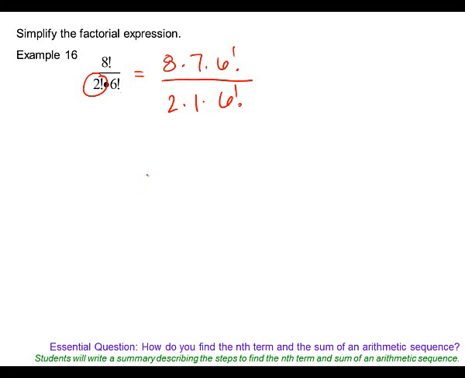2 factorial is pretty easy to expand, right? If it was bigger than that, I'd probably be a little bit more concerned. All right. What happened? What do I get to cancel right away? 6. The 6 factorial's gone. 2 goes into 8 how many times? 4. What's 4 times 7? 28.